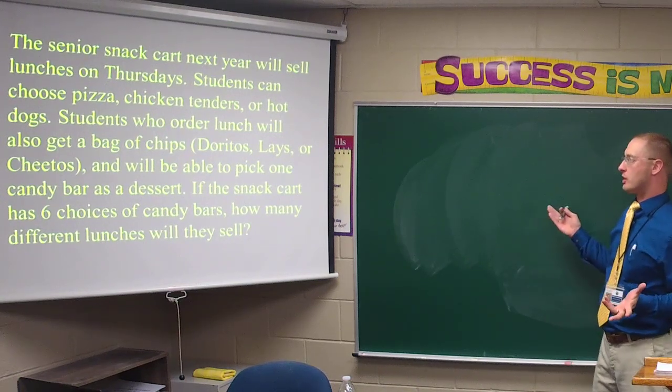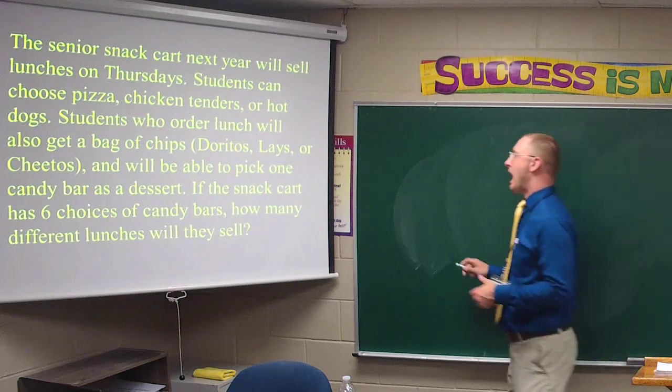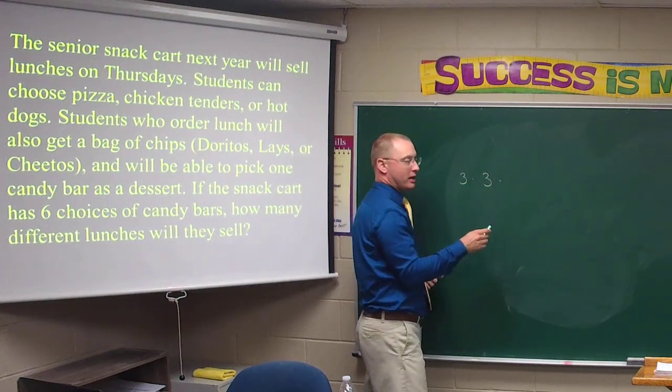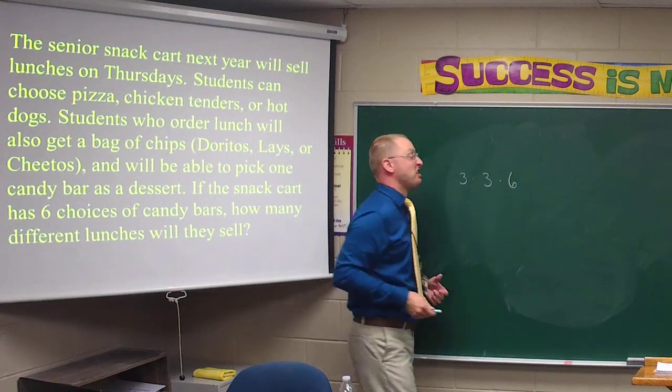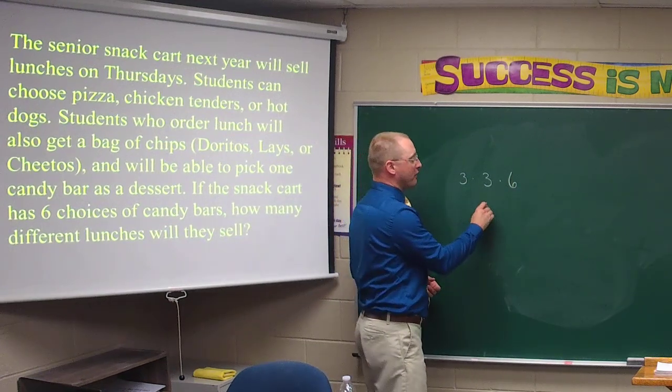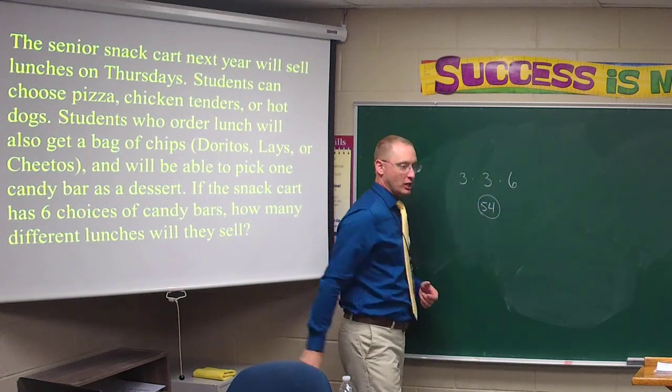How many main entrees are there? 3. How many different kinds of chips are listed? 3. And then it mentions that there are 6 candy bars. It doesn't mention anything about a drink. I guess they're on their own with that. So we're just multiplying. In class we get 54 different lunches that could be sold.